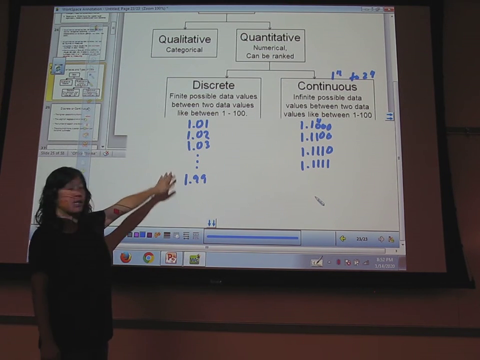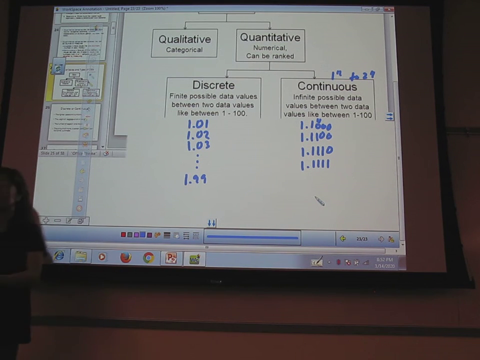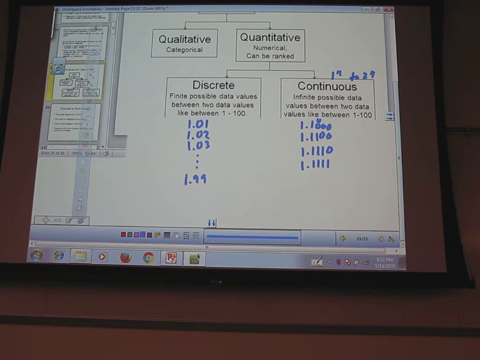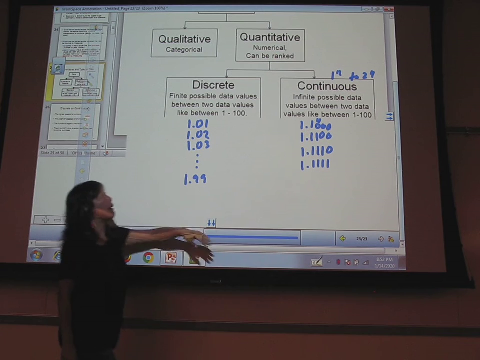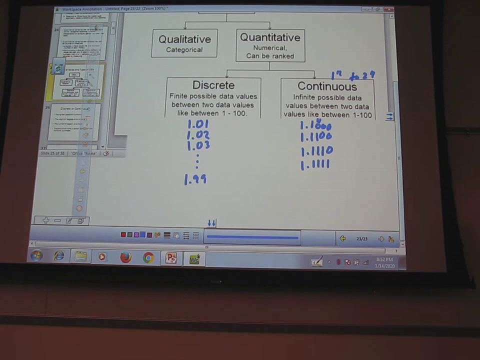Things you count, like money, have a fixed number of possibilities between. If you pick two numbers, there's a fixed number of possibilities between them. That's discrete. But again, focus on counting for discrete and measuring for continuous, and then you're going to be in better shape.